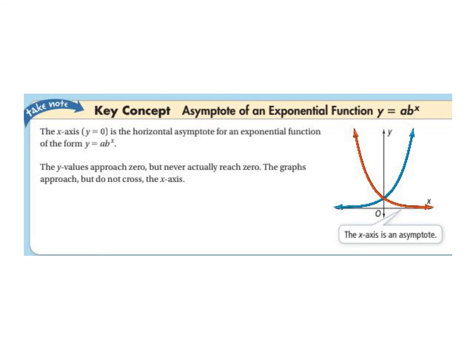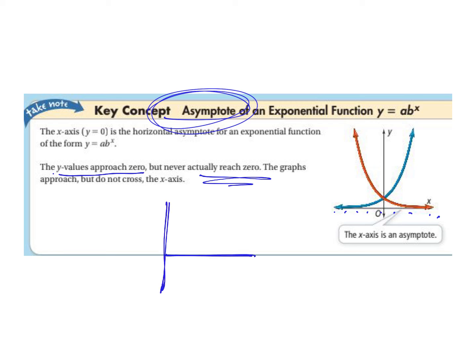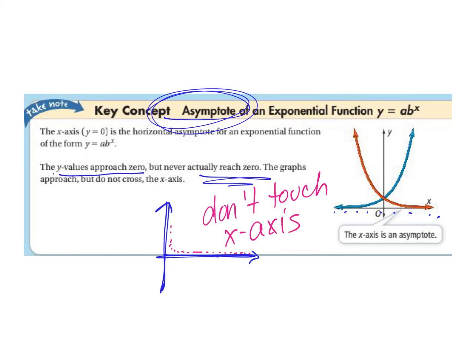Now the next piece is asymptote. I want you to write that word down. We need to be familiar with it. In the asymptote, this is where the y values are approaching 0 but never actually reach it. Just to zoom in on what you see here, there's the x-axis and y-axis. As you look closely here, the values start getting super, super close but never actually touch the x-axis.